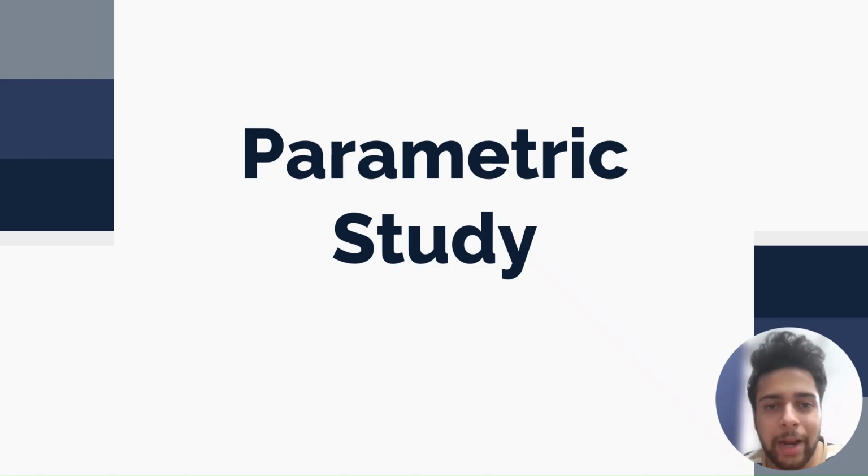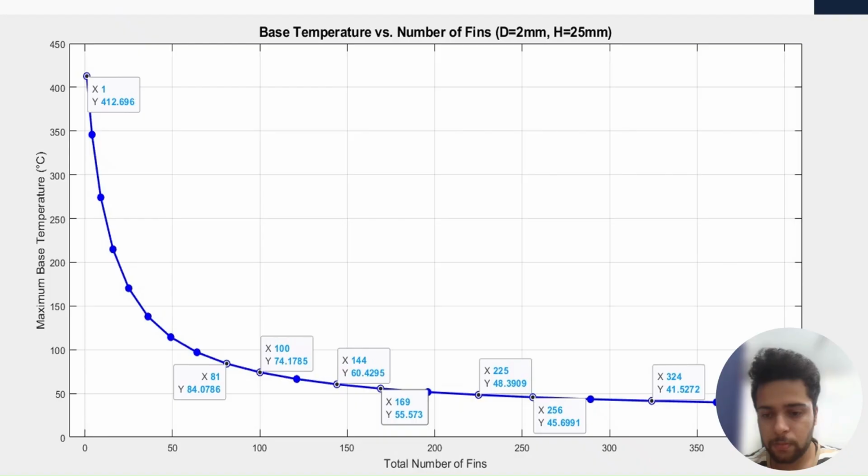We now present a parametric study on the effect of the number of fins, fin height, and the fin diameter on the maximum base temperature. We first investigate the effect of increasing the number of fins. As we can see, as we increase the number of fins, the base temperature drastically decreases. But at the same time, this effect diminishes after a certain point.